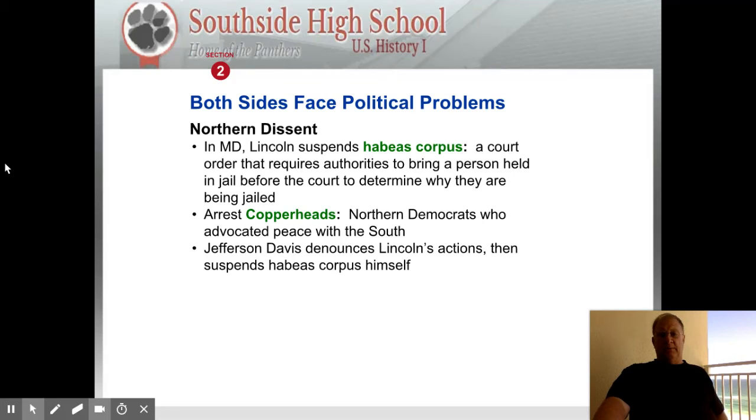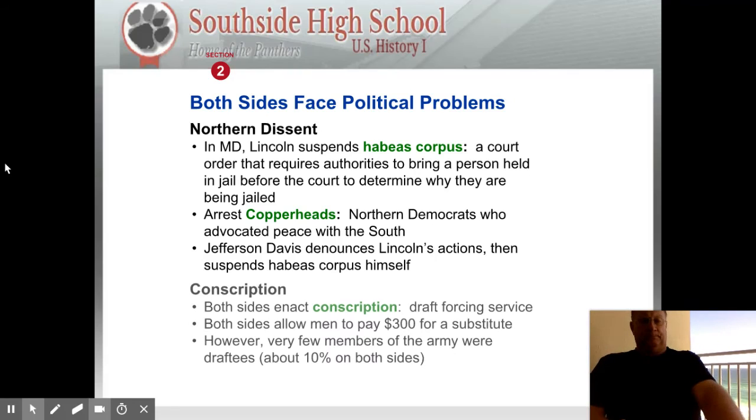There were problems on both sides. In Maryland, Lincoln suspended the right of habeas corpus, a court order that requires authorities to justify holding someone, so they could be held without bail. Basically, if you were pro Confederate in Maryland, you were arrested without a trial. And they arrested people that were called Copperheads. Copperheads were Northern Democrats who wanted peace with the South. Jefferson Davis denounced Lincoln's actions, then suspended habeas corpus himself. So he basically followed the lead after being critical of it.